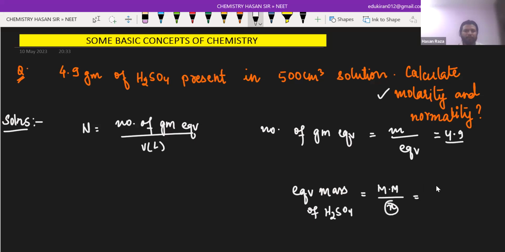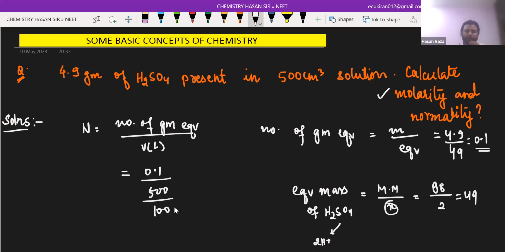So molar mass of H2SO4, you know that is 98, and X, that is N factor or valence factor. It is an acid, so it will give 2H plus. That's why the value of X here will be 2, and you will get 49, and hence the value will be 0.1 gram equivalent. Now you can put this 0.1 and then 500 centimeter cube. You have to convert this into liter, right? If you convert this into liter, you will get 1 by 2. That means 0.1 divided by 1 by 2. So it will be 0.2, I think.